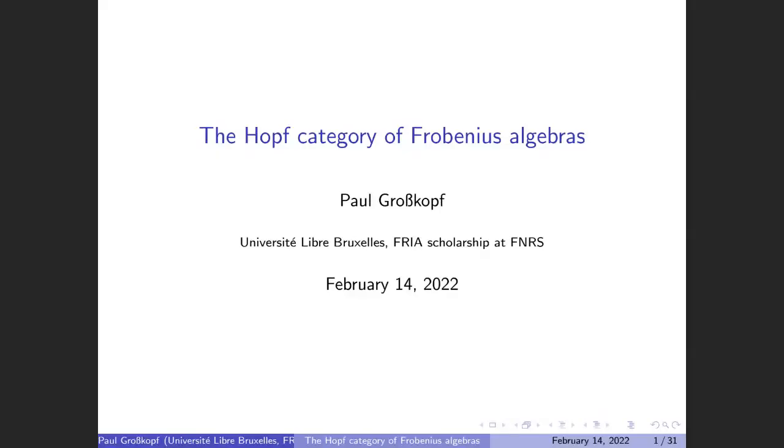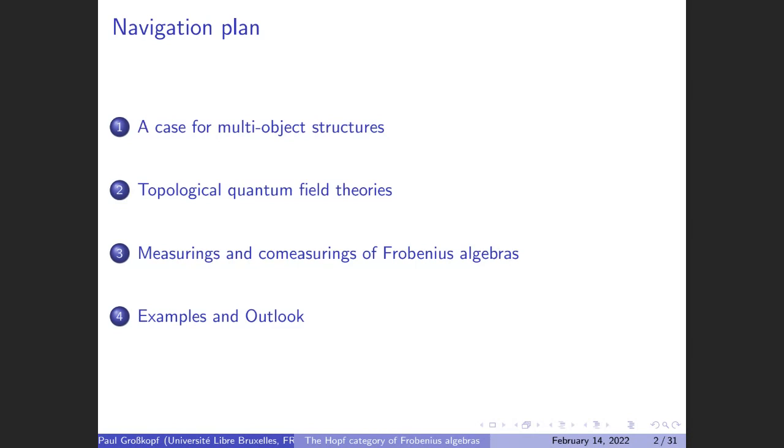Okay, so my talk is going to be about the Hopf category of Frobenius algebra. So I'm going to dive right in, and we're going to talk about the navigation plan for today. I want to first start with a case for multi-object structures. The Hopf category in the title is a generalization of Hopf algebras, and it's a multi-object structure.